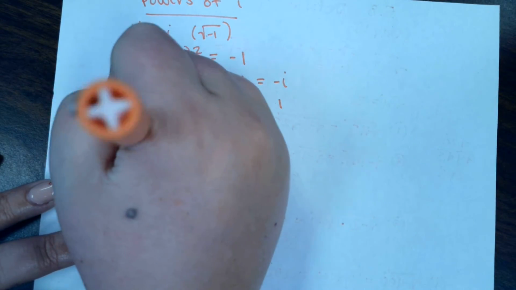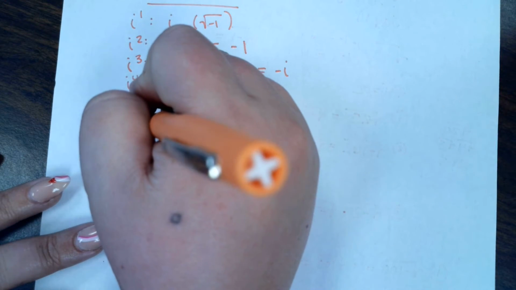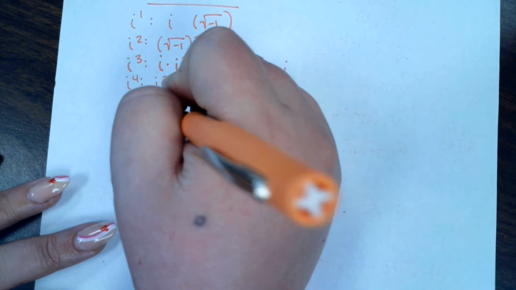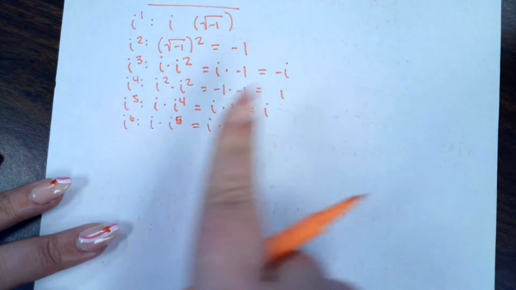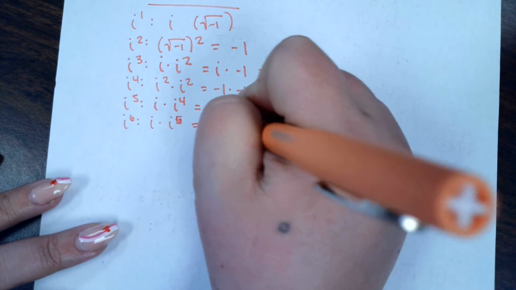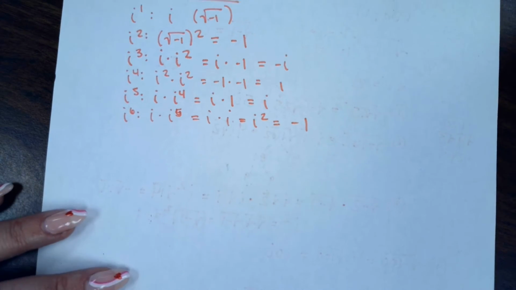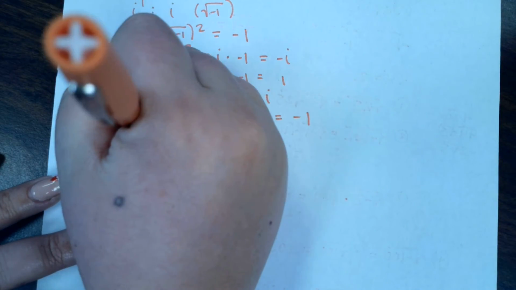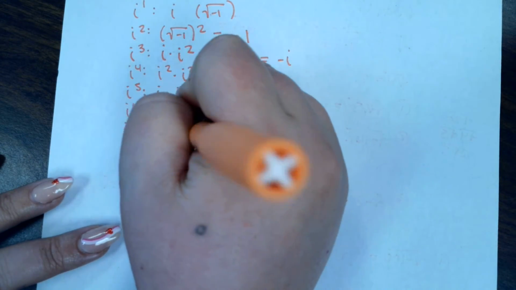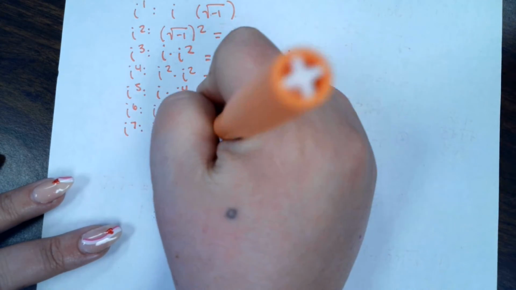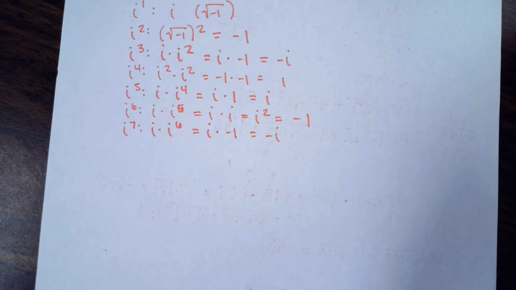How about i to the sixth? Again, a few ways you can break it down. I'm just going to do i times i to the fifth. That's i times i, which is i squared, and that brings us back to -1. Let's do 2 more. i to the seventh. We can break it up: i times i to the sixth, which is i times -1, which is -i.